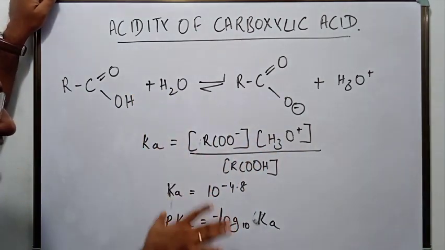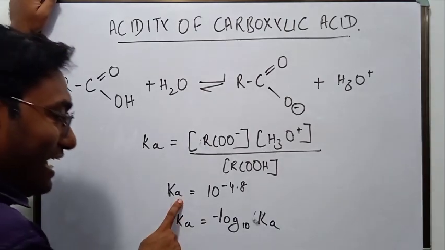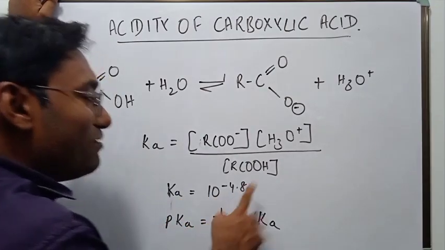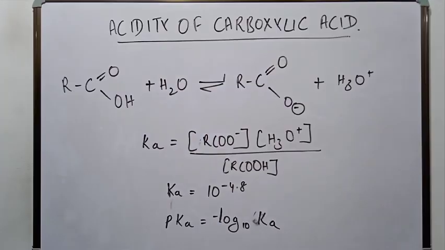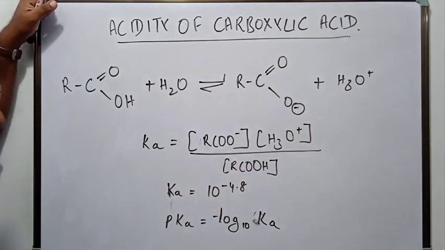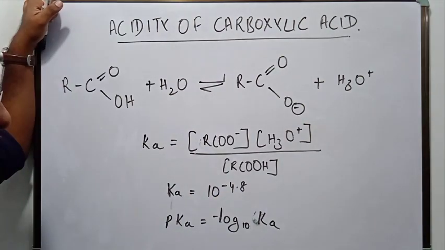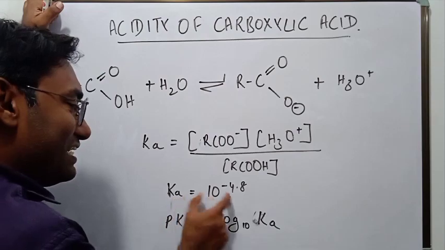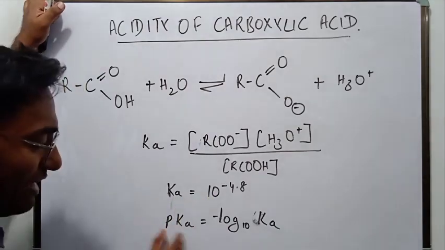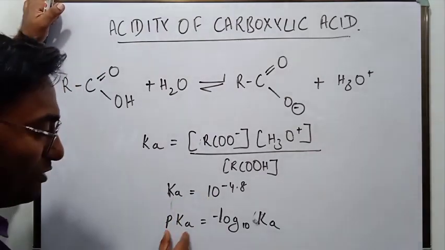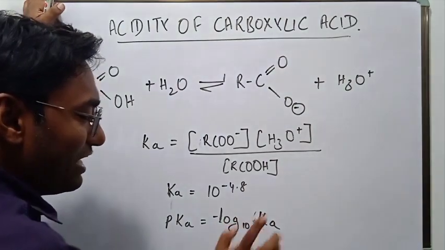So if we look at acetic acid, okay, the Ka value is 10 raised to the power minus 4.8. Have you understood anything? Really, no. This is rather a complex way of expressing. So rather than expressing it in Ka value, we take pKa value. The pKa value is minus log 10 of Ka value.